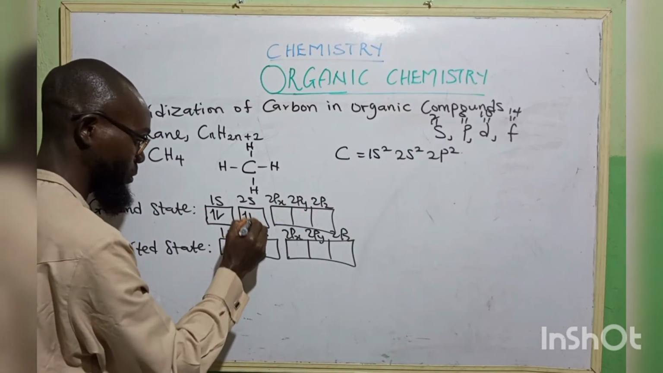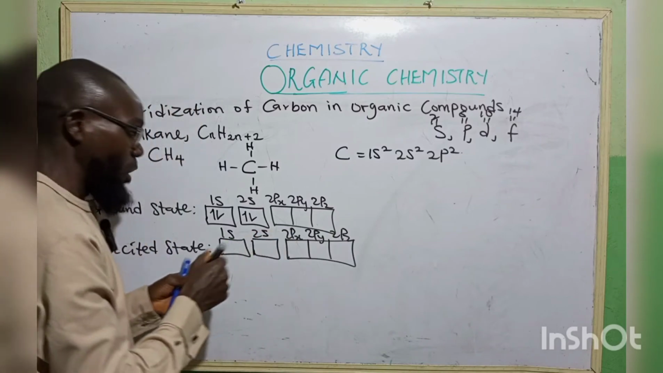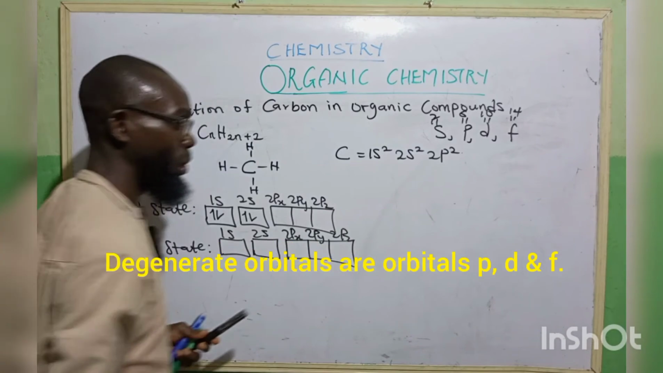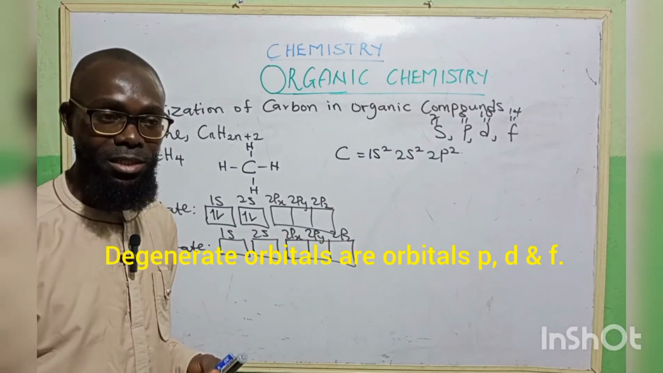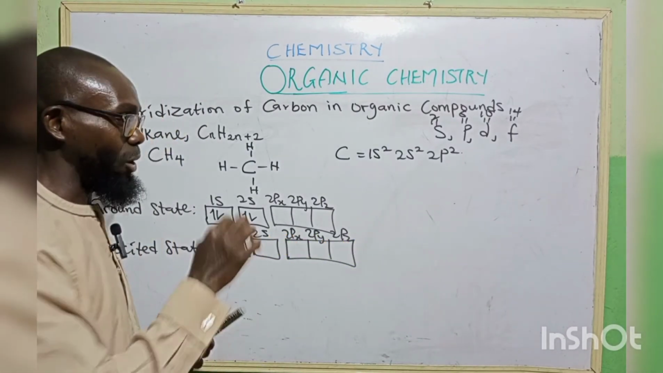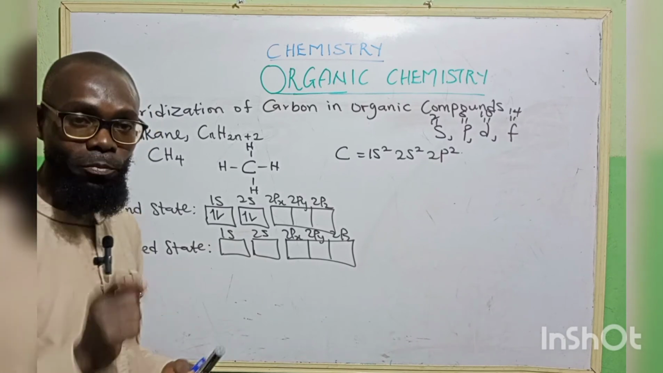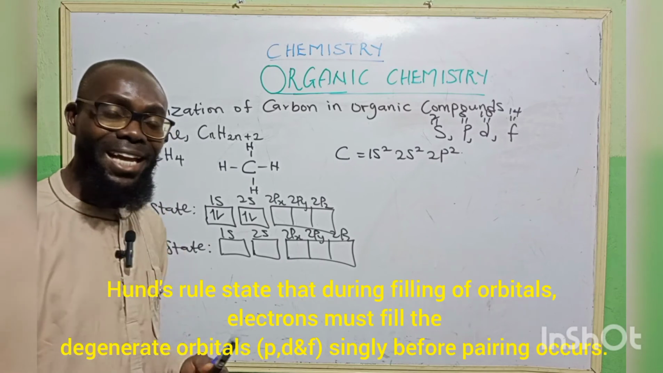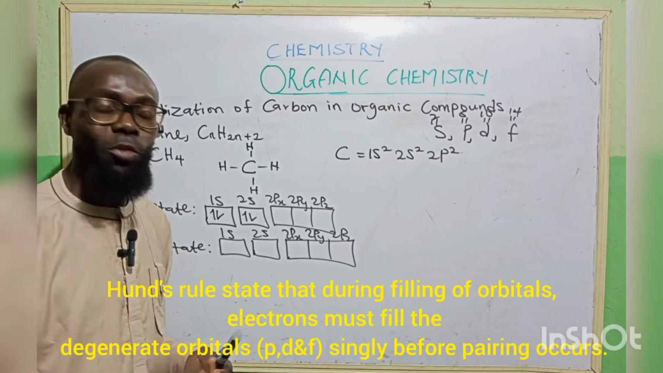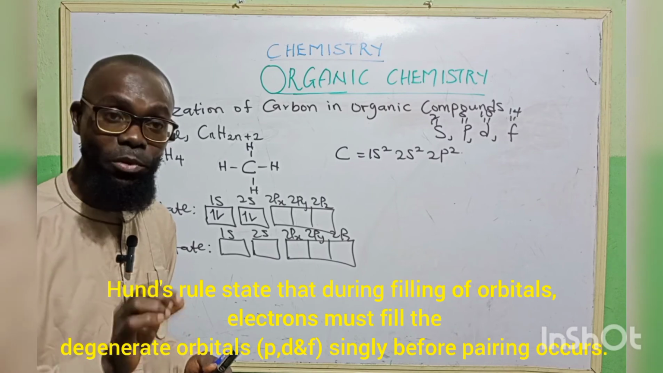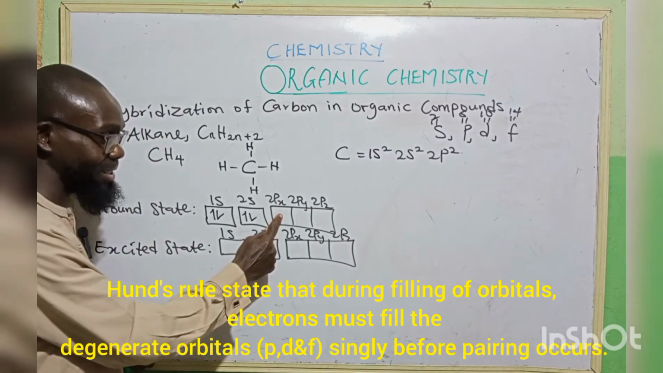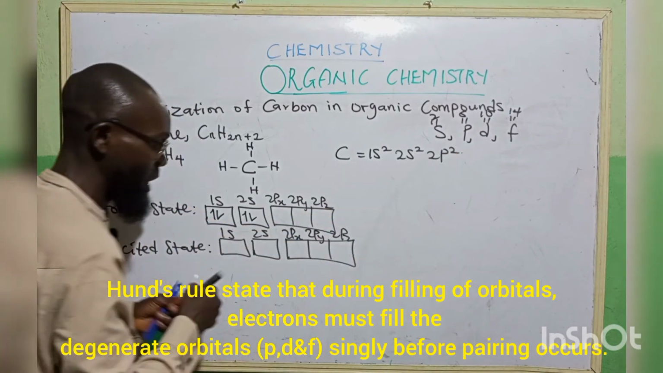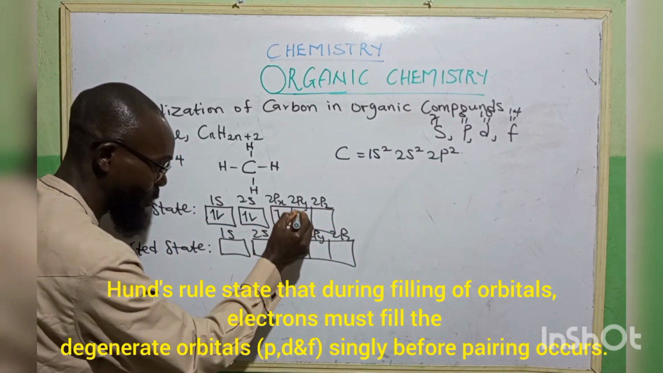2s2. Then 2p2. When we get to p orbitals, px, py, pz, they are called degenerate orbitals. According to Hund's rule of maximum multiplicity, in degenerate orbitals, electrons must fill the orbitals singly before pairing. Meaning electrons will enter the p orbitals singly. So we are left with these 2 electrons. One electron will enter here, another electron will enter here.